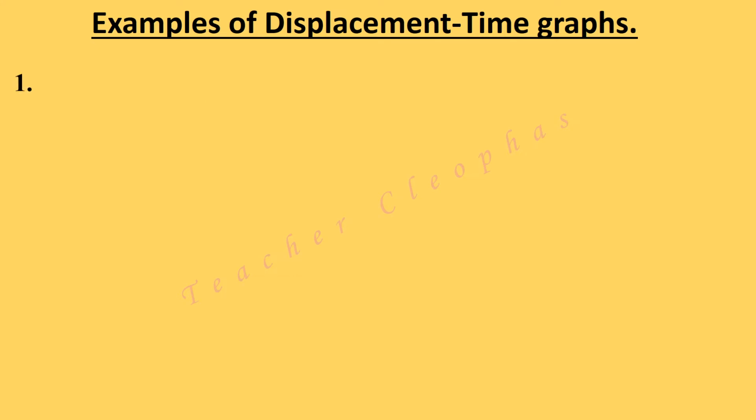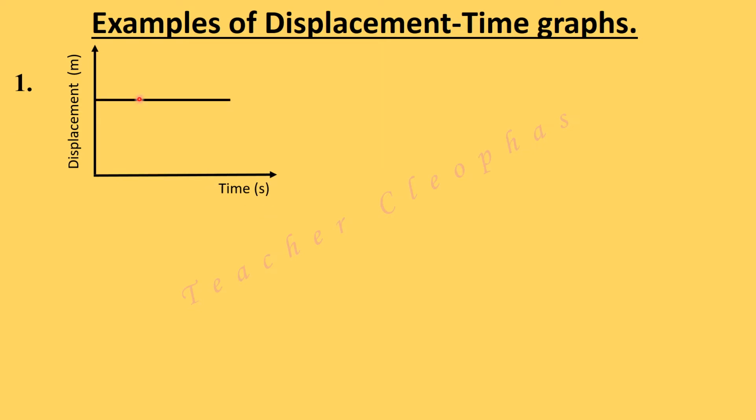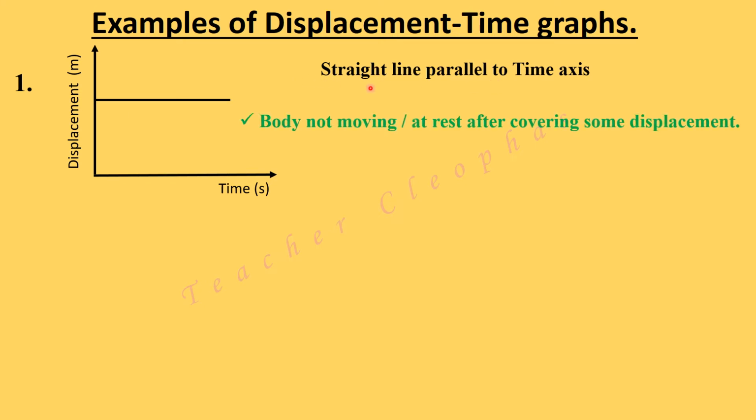Our first example, we have displacement on the y-axis and time on the x-axis, then a straight line. We can see that this straight line is parallel to the x-axis or the time axis. So what important information can we draw from this kind of a graph? One, we can see that this body is not moving because there is no change in displacement. Therefore, the body is at rest after covering some displacement.